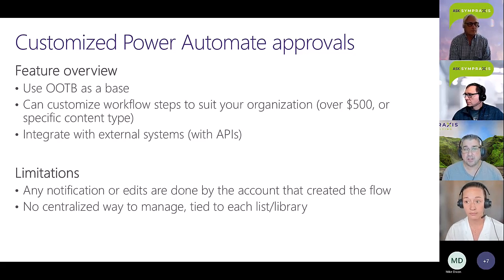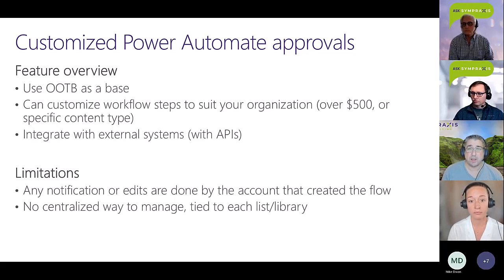And finally, because Power Automate and flows are attached individually at the list or library level, without doing a lot of code gymnastics, there isn't a way to have central management. So if you have one workflow that you want to go across multiple libraries, there's not really a good and easy way to get that done. So you've got to go in and recreate it multiple times. Yeah, and that's a pain.